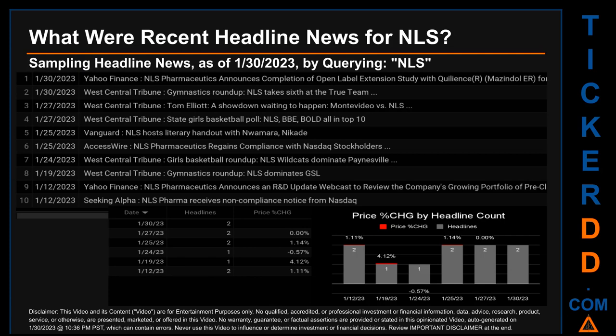The results show 10 unique headlines, published across 6 unique dates. Publication dates spanned 18 days. The latest publication was actually today, Monday, January 30, 2023, when there were 2 found headlines. Yahoo Finance published the headline that read, NLS Pharmaceutics announces completion of open-label extension study with Quilience R Mazindol for the treatment of narcolepsy.